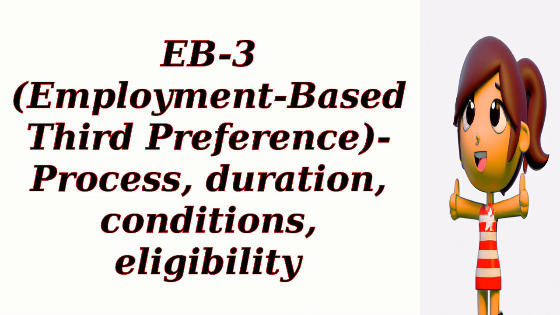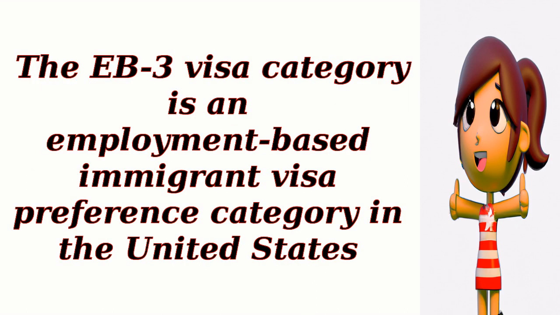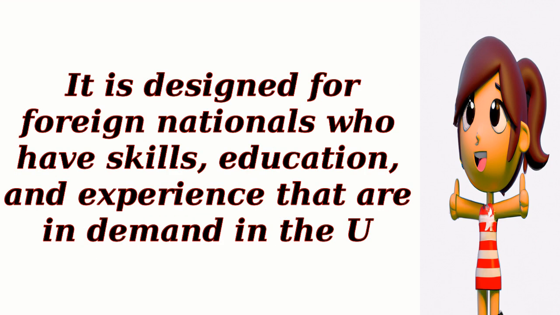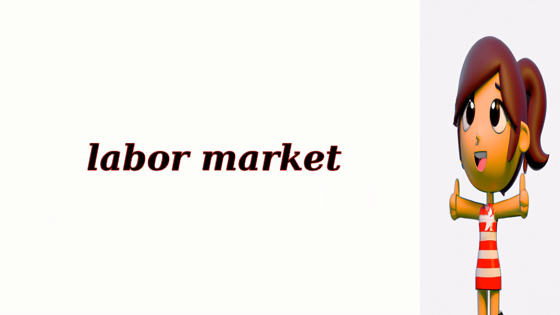EB-3, Employment-Based Third Preference: Process, Duration, Conditions, Eligibility. The EB-3 visa category is an employment-based immigrant visa preference category in the United States. It is designed for foreign nationals who have skills, education, and experience that are in demand in the U.S. labor market.